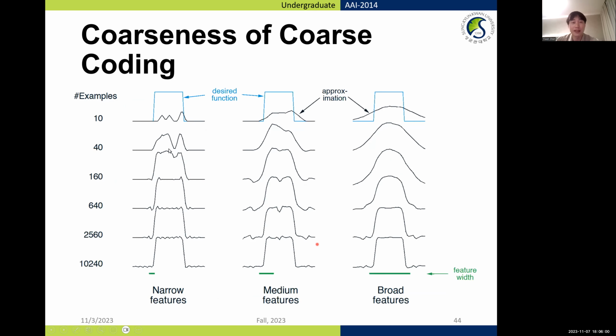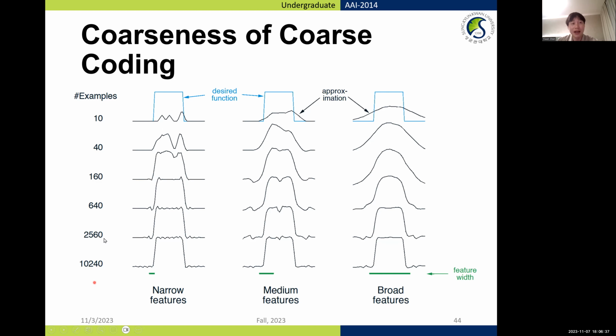Similarly, if you look at one example, we have this function. Then we want to use this coarse coding to approximate this function. Then the question is how many features, how many circles we are using. If you look at here, the narrow feature, medium feature, broader feature means the size of the circle. Small size of circle, medium size of circle, larger size of circle means the broader feature.